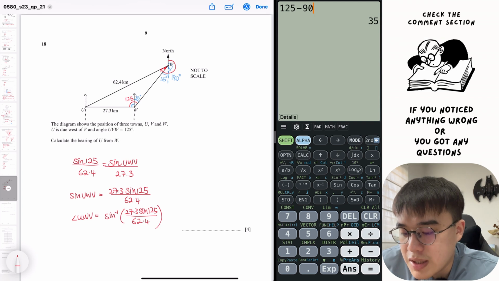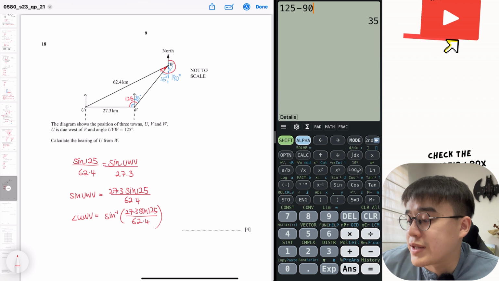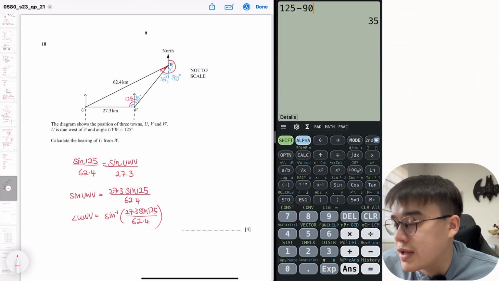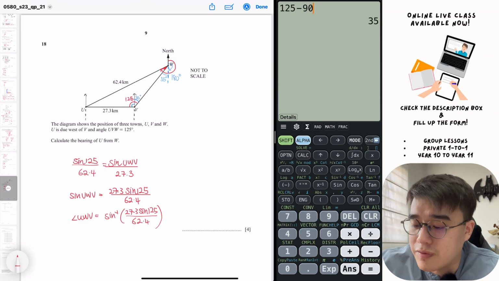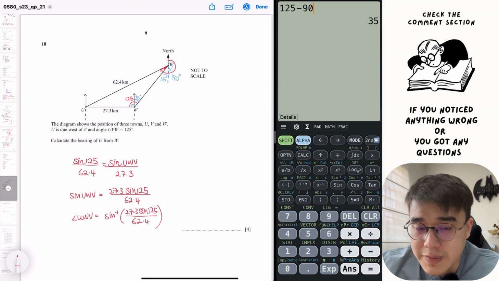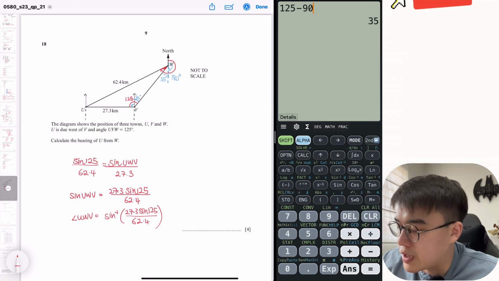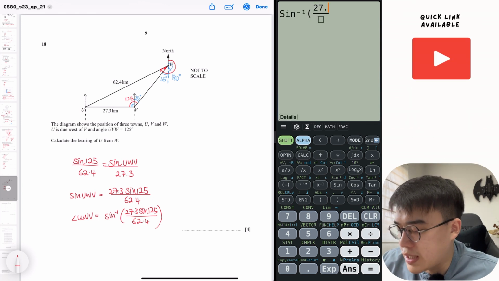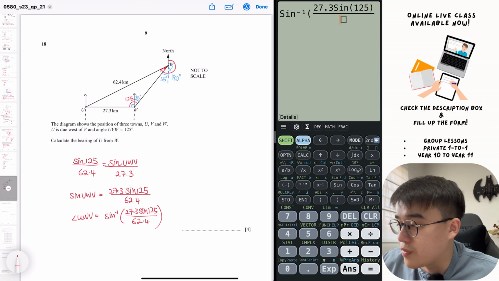So if I were to key this in straight away to my calculator, my answer will be wrong, because if you pay attention to the screen now, my calculator is currently in radian mode. So for those who actually took maths, please be careful. Do not make this kind of mistake here. Make sure you convert it back into degree first before you key in your sine inverse of 27.3 sine 125 over 62.4.